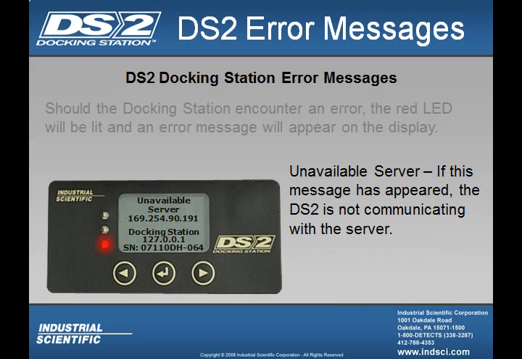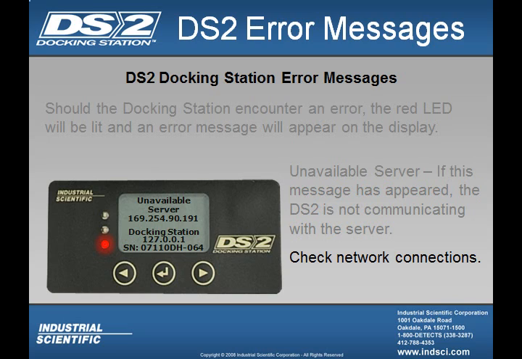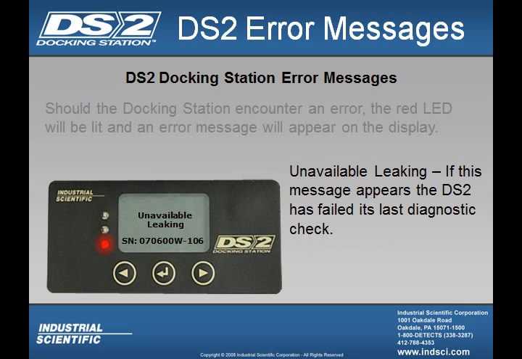Another error message would be unavailable server. If this message has appeared, the DS2 is no longer communicating with the server. It is purely offline. To remedy this, I can check my network connections, ensuring that everything is in place. I also want to check and ensure that the server is up and running properly. And finally, we want to ensure that the network is up and running properly.